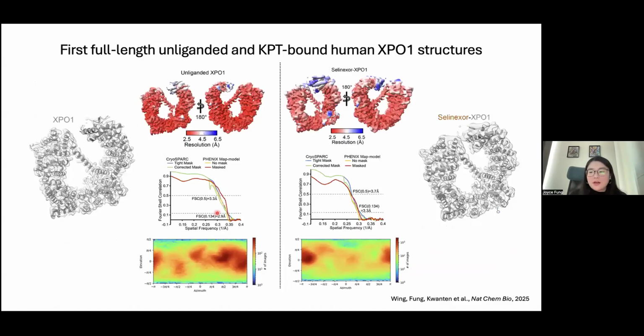Okay, since it's a cryo-EM talk, this is my obligatory slide for my local resolution colored map for my two maps. They're both well resolved for most of the map, besides the N-terminus, which we know is flexible in this case. The map and the model overlay is over here.